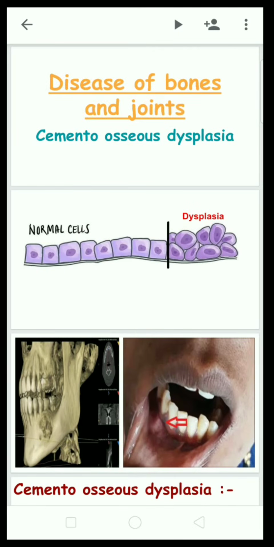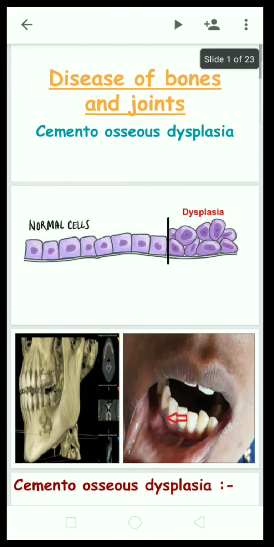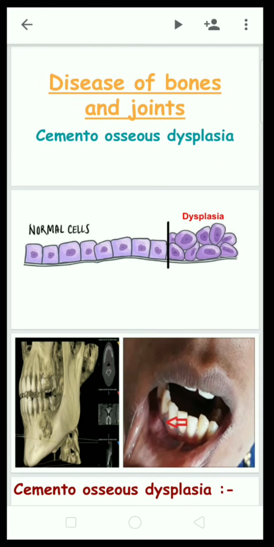Today the topic is diseases of bones and joints, that is cemento-osseous dysplasia. Before the cemento-osseous dysplasia, we have to see what is a normal cell and what are dysplasia cells. The normal cells are arranged in an aligned manner, but dysplasia cells are unevenly arranged. The cementum-like materials are unevenly arranged, so it is called cemento-osseous dysplasia.